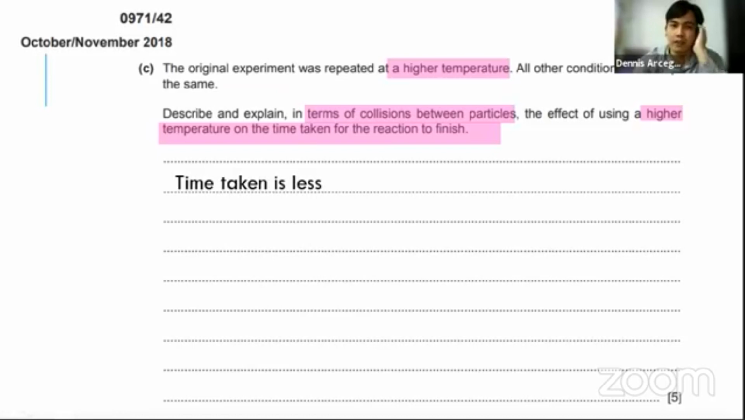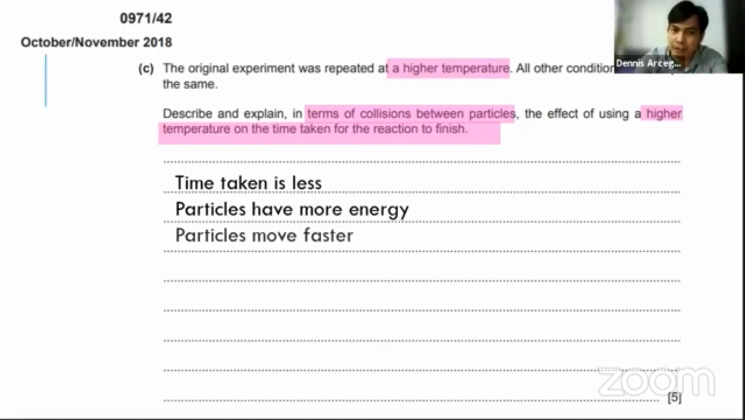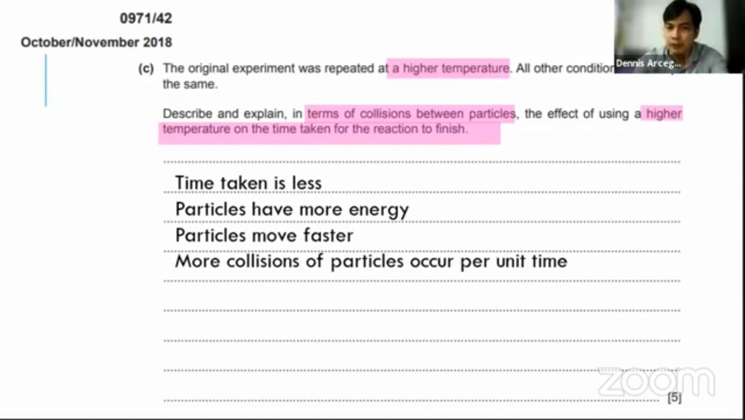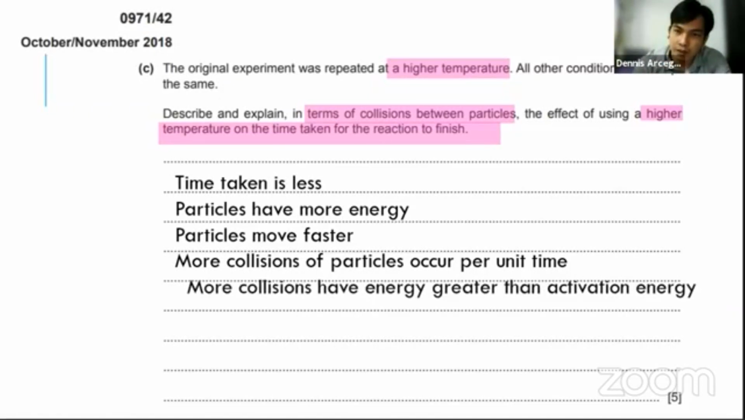Okay, yeah, correct. So time taken will be less. It means it is faster because the particles have more energy, so they can move faster. If the particles are moving faster, there will be more collisions, so more chemical reactions will happen. More collisions have energy greater than the activation energy. That's why the chemical reaction will be faster.